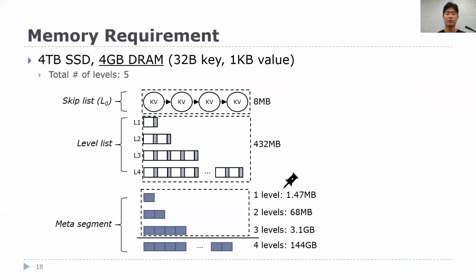To fit in the 4 GB DRAM, PinK pins the top 3 levels in DRAM. In this case, 3.5 GB is required, which is smaller than 4 GB. PinK can bound the read cost to one flash access with less than 4 GB memory usage.